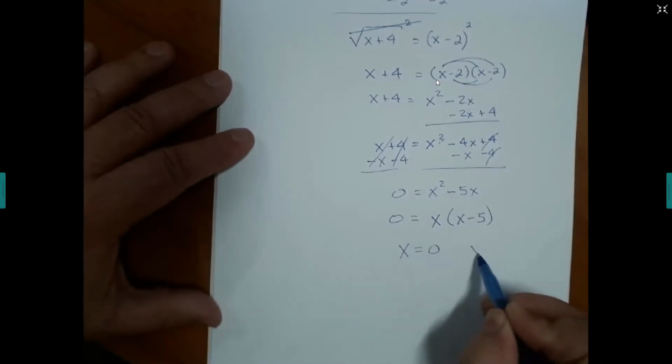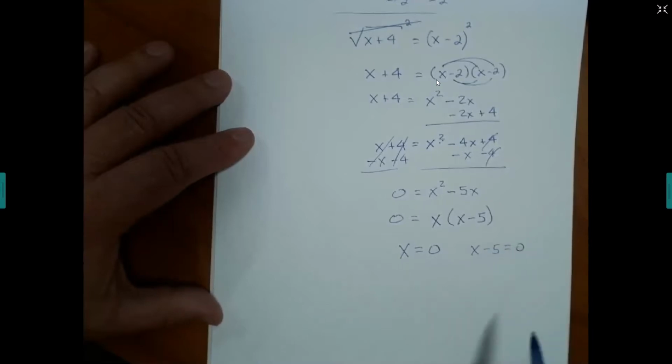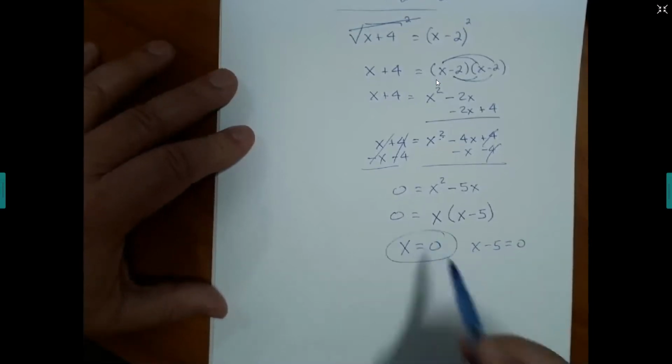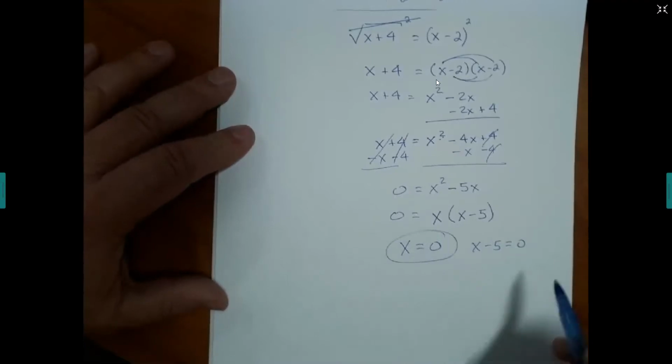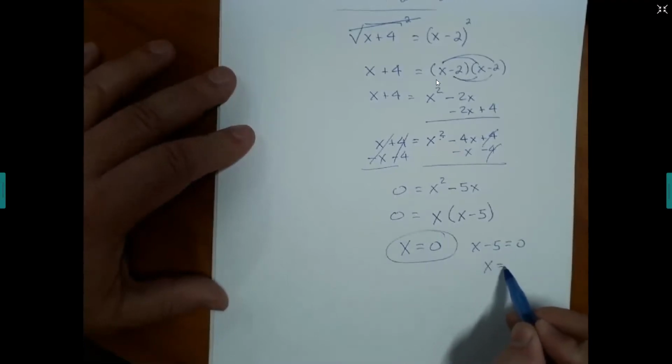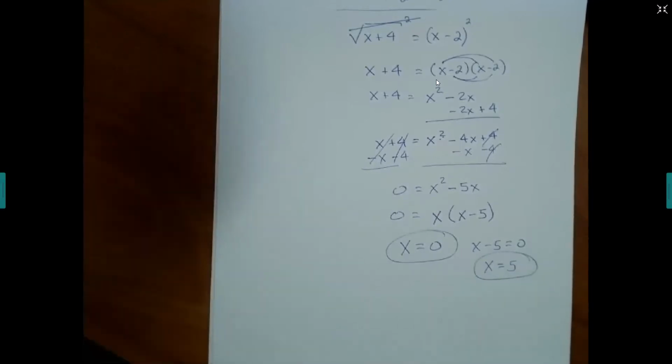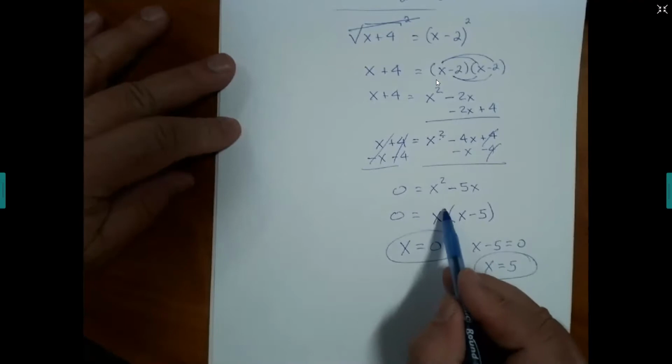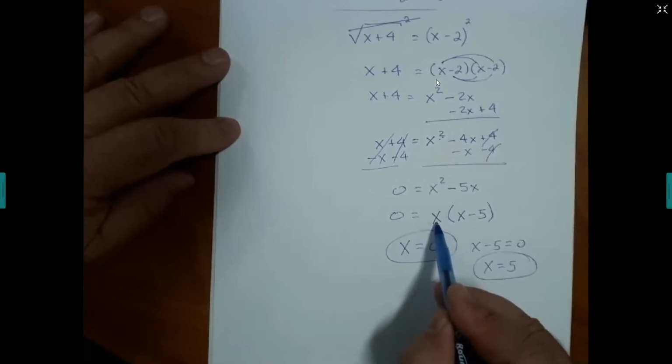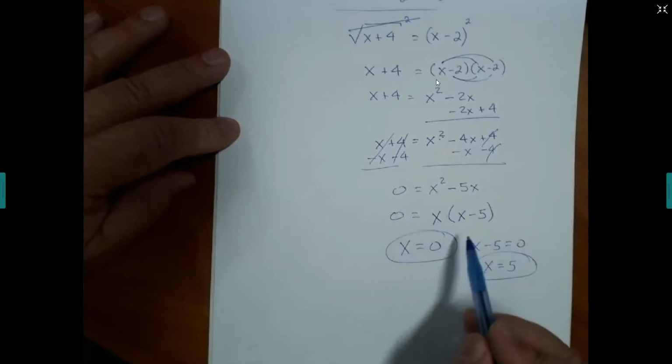Set both of these equal to 0. Anywhere you see an x, set it equal to 0. There's our first answer, and there's our second answer. Are those our answers? Well, yeah, because this is an equation. Set it equal, anywhere you see an x over here, set it equal to 0.